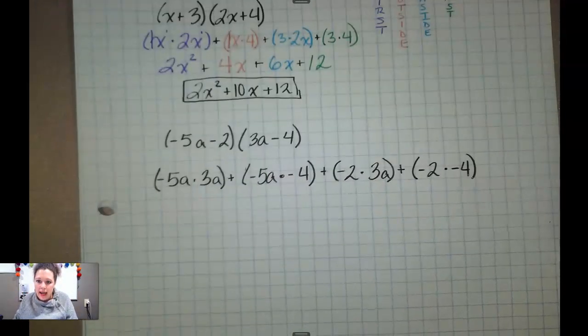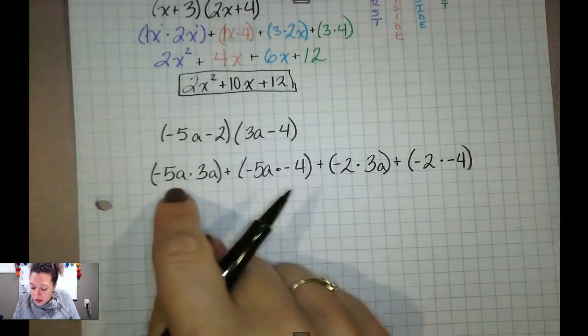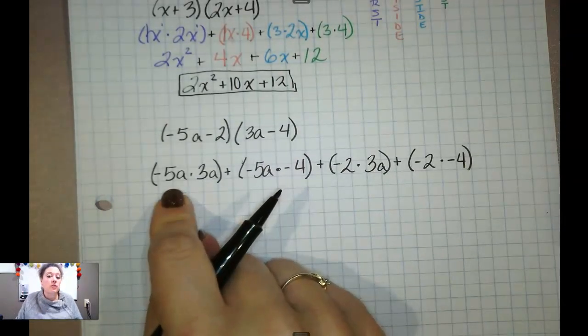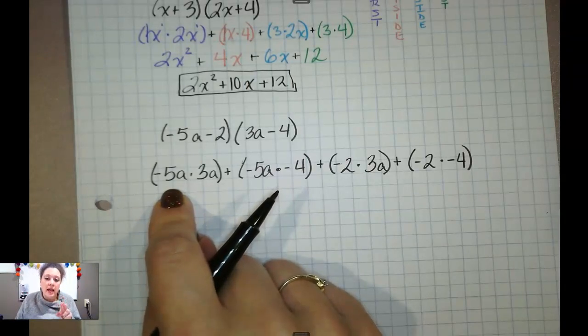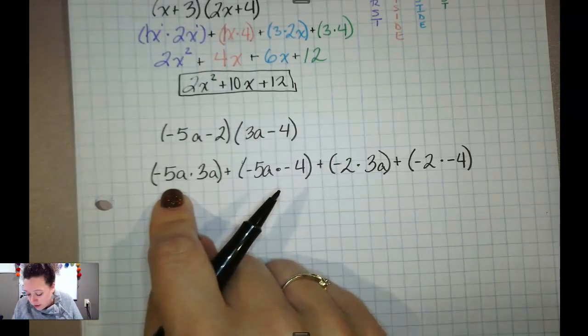So now that I've distributed everything, now I can actually start to solve this. So I'm going to have to make sure I remember my integer rules for multiplying when I have negative numbers. Remember, a negative and negative is a positive. Two positives make a positive, and then a negative times a positive makes a negative. If you're ever unsure, please make sure you use your calculator to double check your answer.